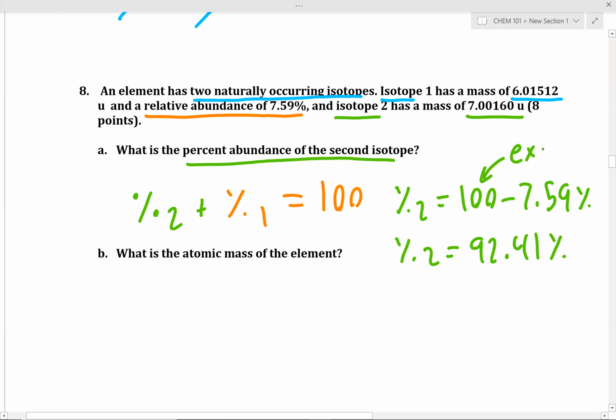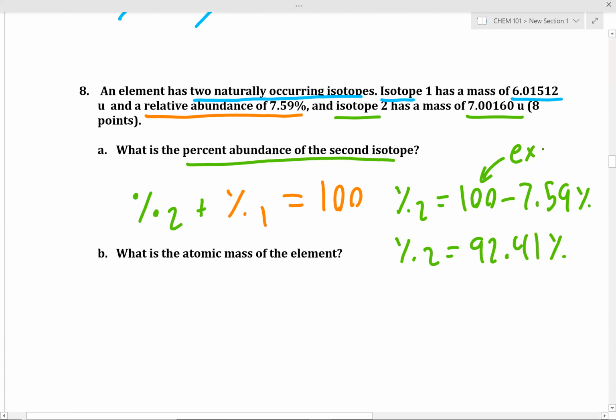So let's do just that. Let's calculate the atomic mass, or average atomic mass, of that element. So your atomic mass is equal to the percentage of isotope 1 over 100 times the mass of isotope 1 plus the percentage of isotope 2 over 100 times the mass of isotope 2. Let's now fill in the blanks here. Let's fill in all the information that we know.